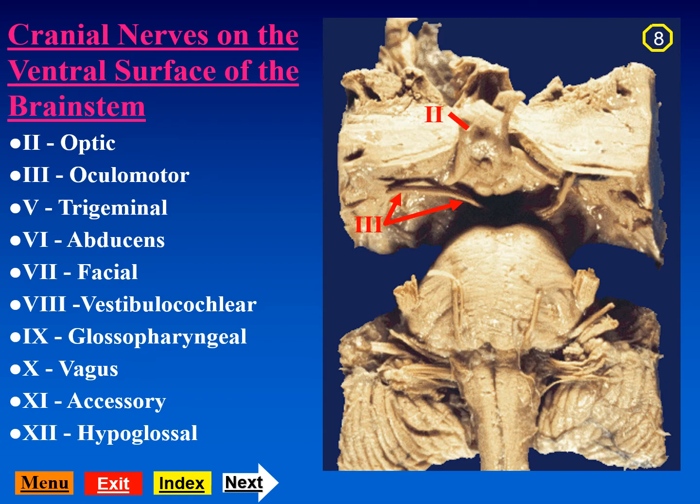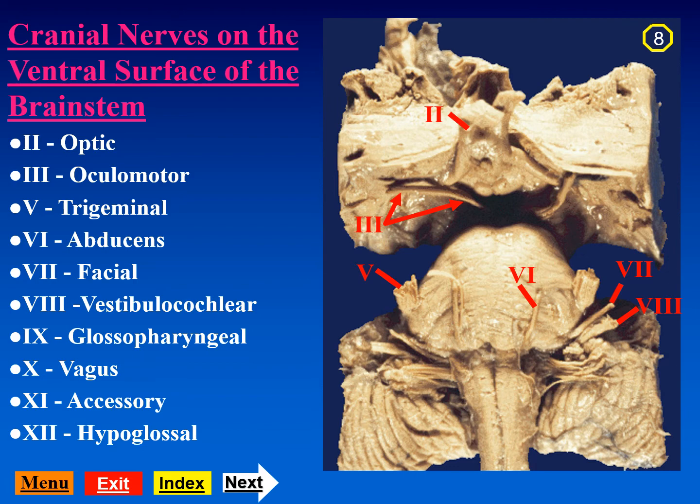Coming off the pons, we have four cranial nerves that are related to that. First is the trigeminal, cranial nerve 5. Then abducens, number 6. Facial, number 7. And 8, the vestibulocochlear.